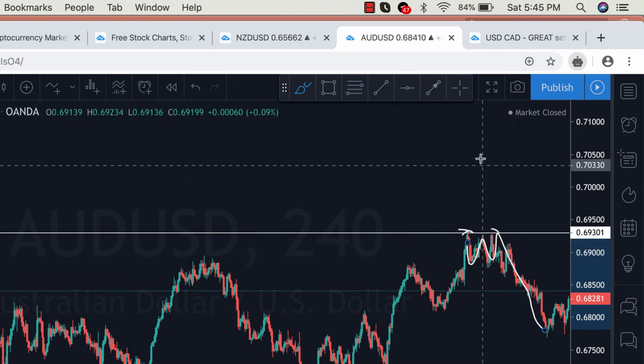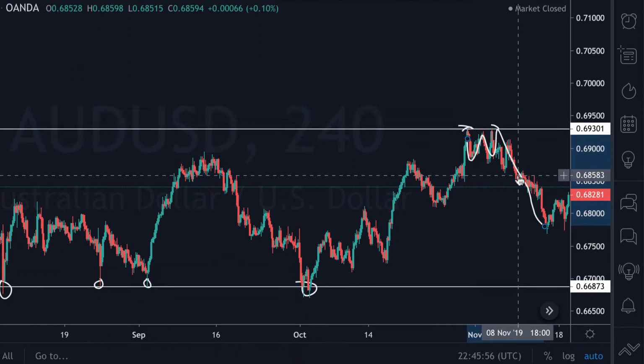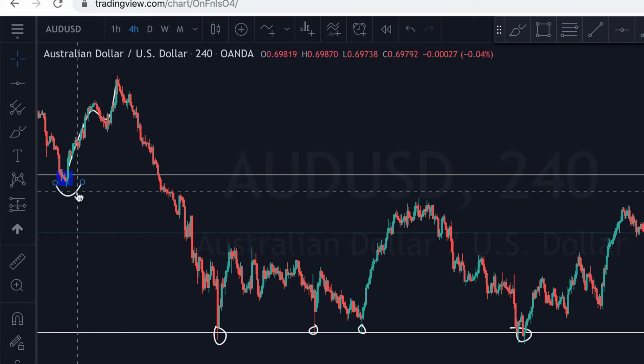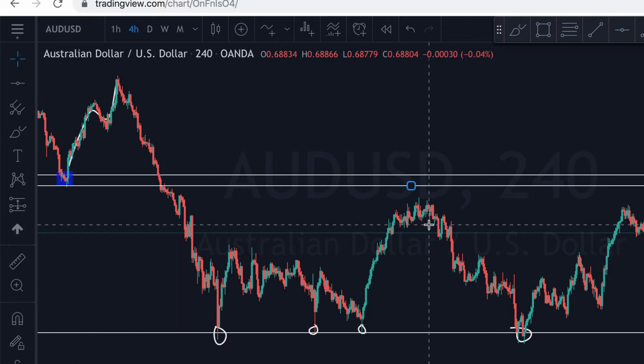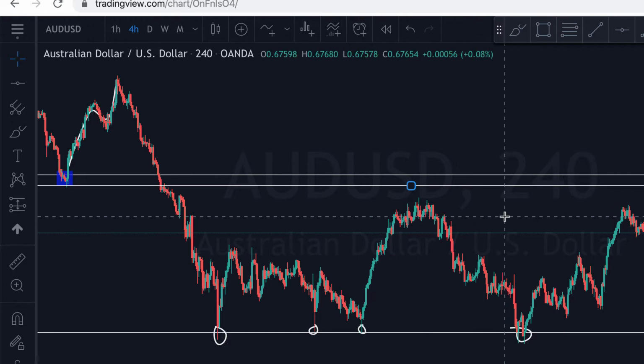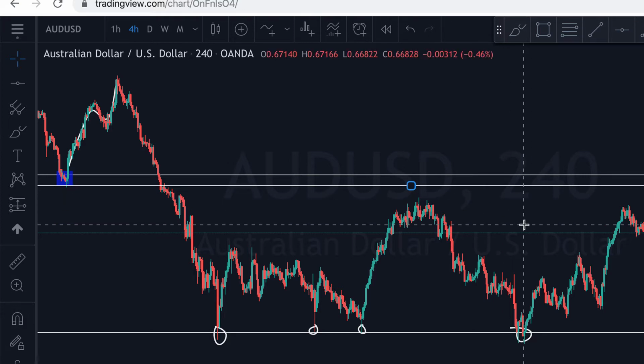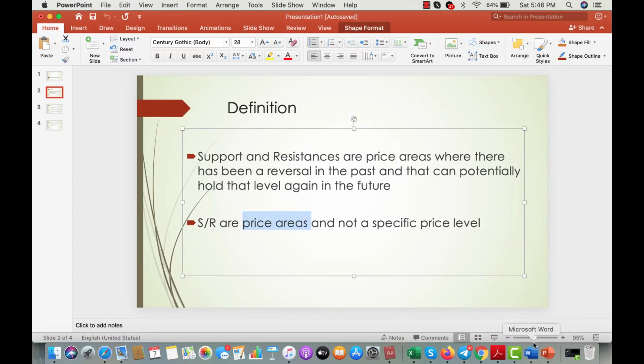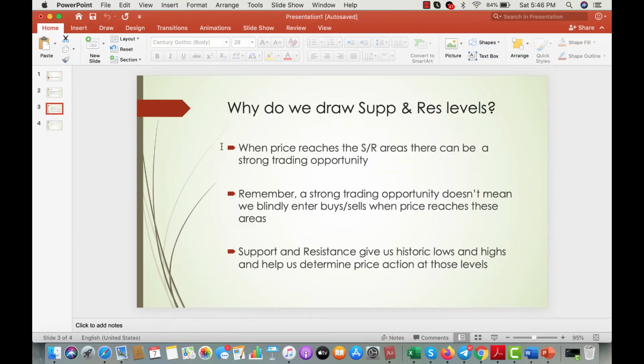That's a simple rule. And also support and resistances are, as I said, price areas. It's very important, guys, because a lot of you treat support resistance as a specific level, and trade whenever the market reaches that level, or wait for the market to reach that level, and do buys and sells whenever price reaches there. Okay, so that's not the case. Now let's move forward. I hope it's clear so far.